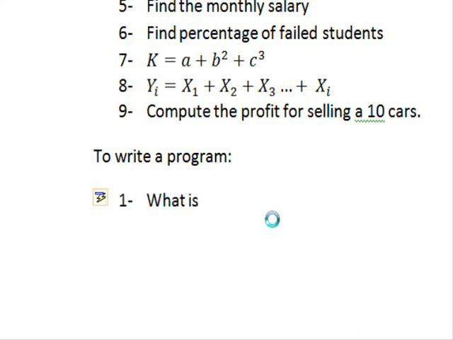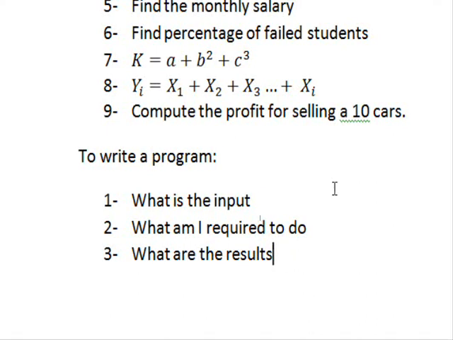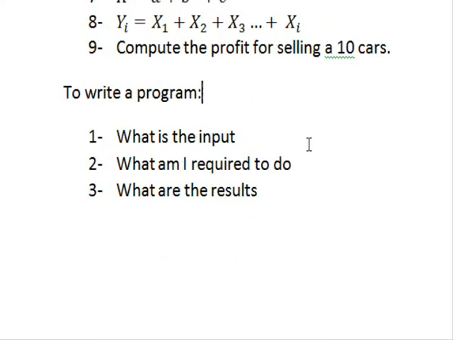First, what is the input? Second is what am I required to do? And the last thing is what are the results? Okay, so let's look at these three steps and think about them for a while. What's the input? Tells you what kind of information your program needs in order to do the computation.